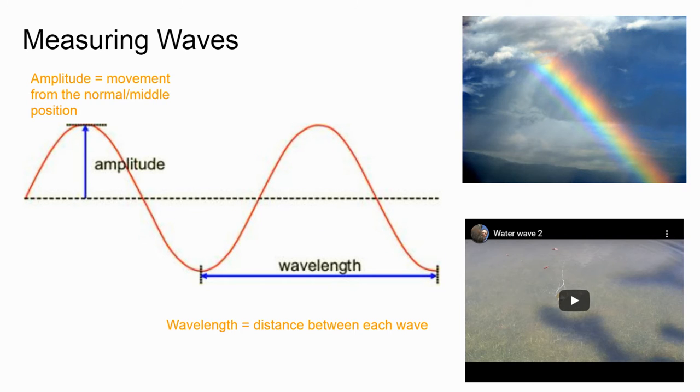Waves are described by their movement, but we can also measure them by their wavelength and amplitude. Wavelength is the distance between each wave, generally measured from the top of one wave to the top of the next, or conversely, the bottom or trough of the waves, as the yellow bar here indicates.